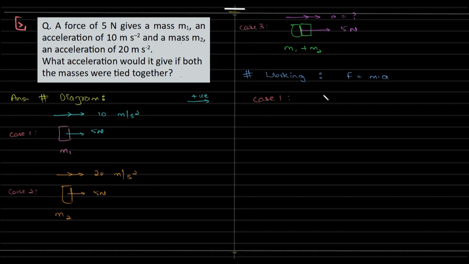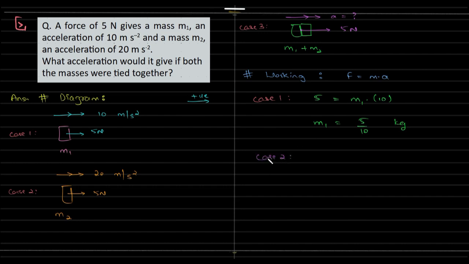In case 1, we have the force 5 Newton equal to mass 1 into acceleration, that is 10. Right? So we have m1 is equal to 5 by 10 kg. I know it's easy to calculate, I'll just keep it. See, all I did was I took up the formula, and what was given, I substituted and I got an expression for mass. That's good. That is something that we will be able to use.